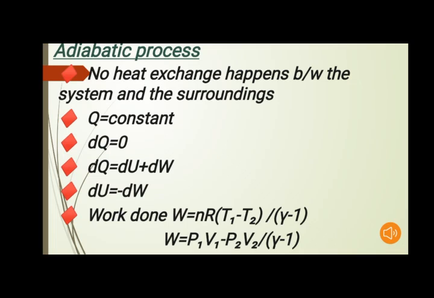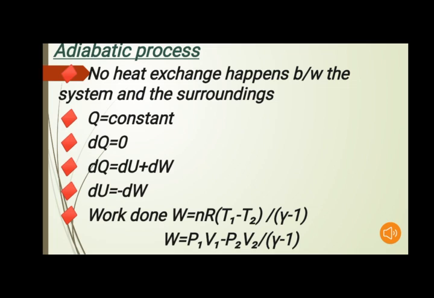Adiabatic process. No heat exchange occurs between the system and the surroundings. Here, Q is equal to a constant. Therefore, dQ is equal to 0. And we know the first law of thermodynamics, that dQ is equal to dU plus dW. Here, since dQ is equal to 0, we can write dU is equal to minus dW. That means if the work is done by the system in an adiabatic process, the internal energy decreases.